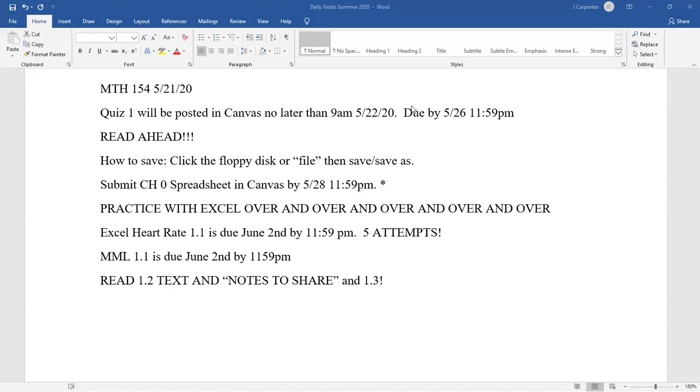Remember chapter 0 spreadsheet. This is just the odd man. It feels more like a project, but it's not counting as a project because I did the whole thing for you. That will be due in Canvas. The Excel heart rate is submitted in my math lab. The my math lab homework is also just submitted in my math lab. Each time you do a problem, it's submitted. And remember, keep practicing. Read the next 2 sections of text and notes to share. We'll knock those out of the park next class.